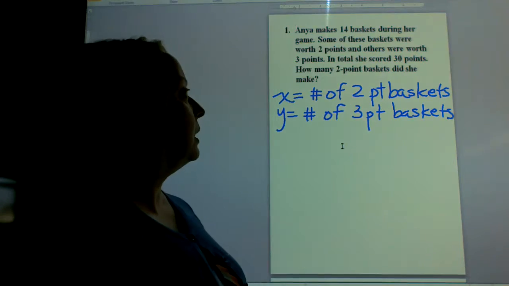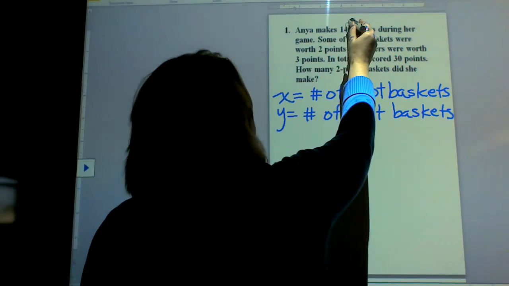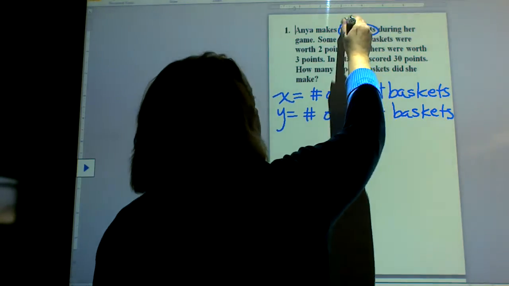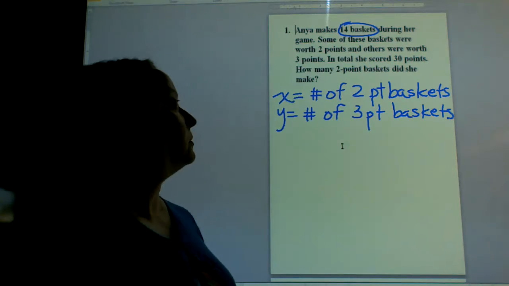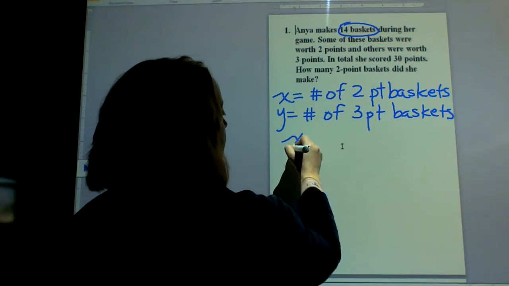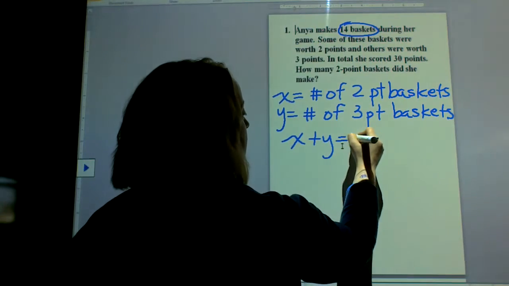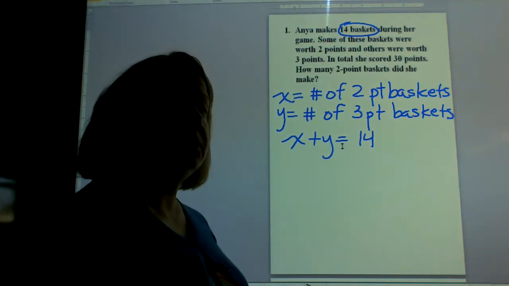Okay, back up. In the first sentence, it said that she made 14 baskets. So we can get an equation from this problem. So it's going to be x plus y equals 14. So that's your first equation.